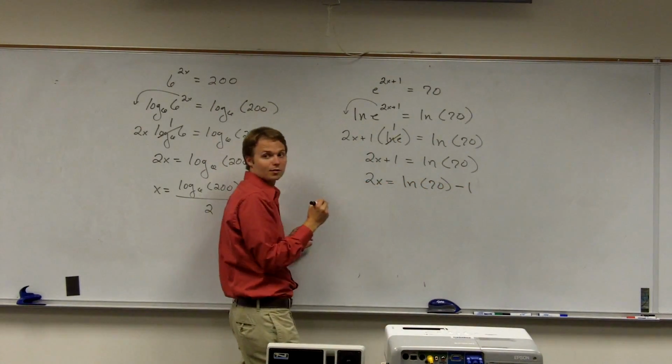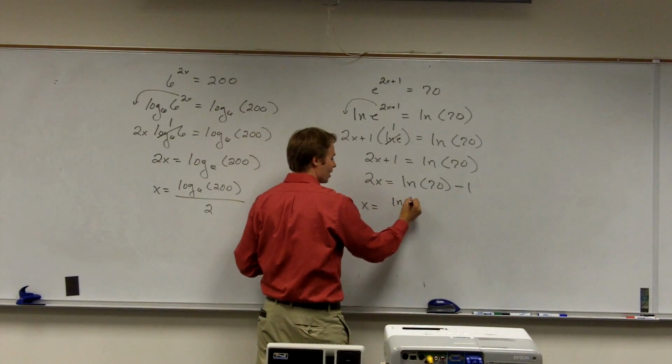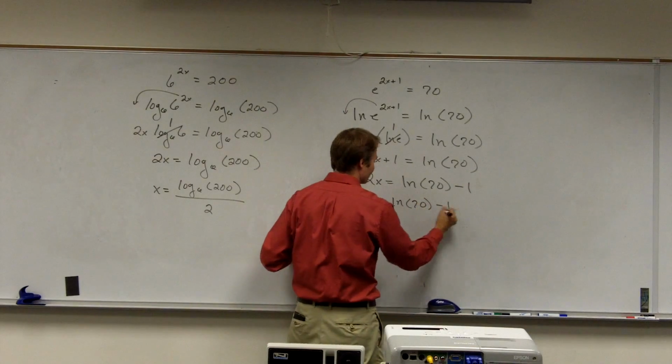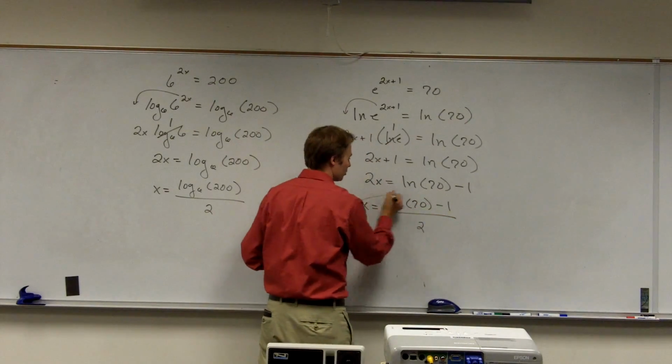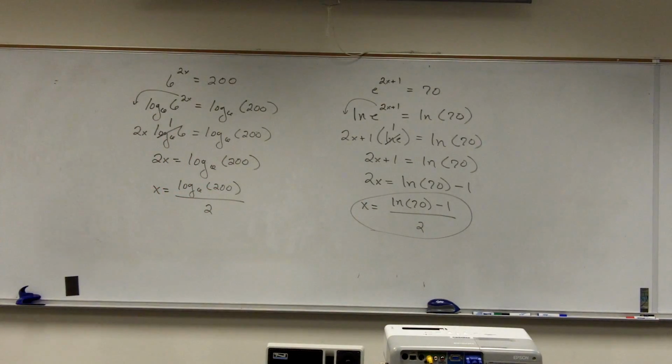And then I can just divide by 2, right? And again, for a lot of these, you're going to get really ugly answers like this. But it's still a perfectly legitimate good answer. Natural log of 70 minus 1 divided by 2, and we can solve that equation like that.